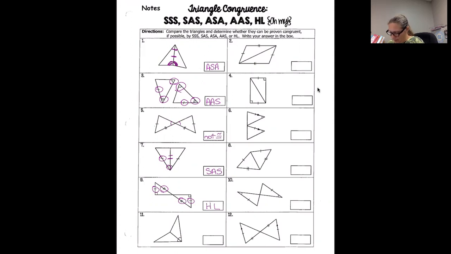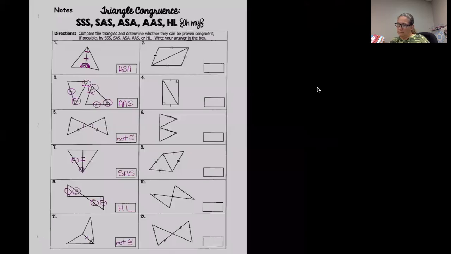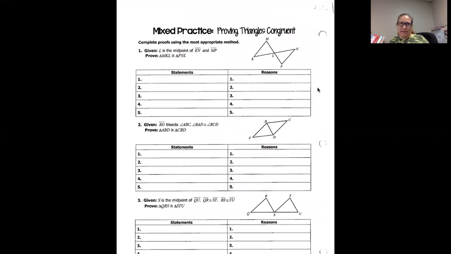And then taking a look at number 11, we have a set of congruent angles and a congruent side, but that's it. So these two are not congruent. Mixed practice. That means these can be anything. Problem number 1. L is the midpoint of KN and MP. So that means we have two congruences here. Prove MKL is congruent to PNL.